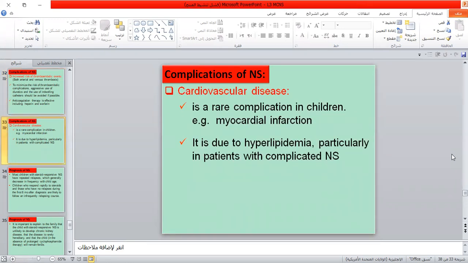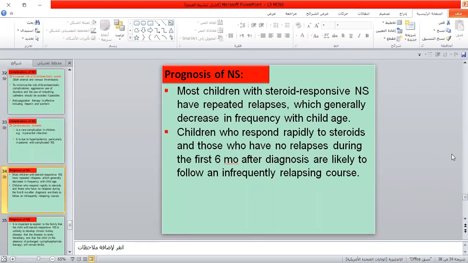Other complication is cardiovascular disease, which is rare complication in children. Example, myocardial infarction. It is due to the hyperlipidemia, particularly in patients with complicated nephrotic syndrome. The prognosis of the nephrotic syndrome, most children with steroid-responsive nephrotic syndrome have repeated relapse, which is generally decreased in frequency with child age. مثل ما قلت لك هو الكورس مالته يتميز بين frequent relapses وعادة تنتهي من البيشنت يوصل حوالي 18 سنة بالعمر. وكل ما يتقدم بالعمر كل ما الفريكونسي راح يقل.